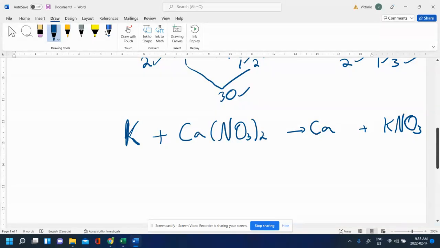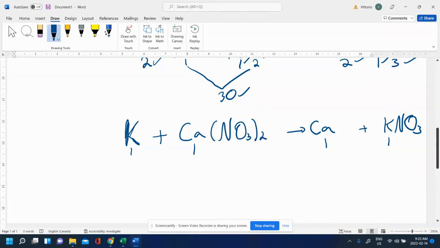So let's start counting. For potassium, we have 1 on the left and 1 on the right. For calcium, we have 1 on the left and 1 on the right. So it looks so good. Looks good so far. Now, nitrate, notice there's a nitrogen in there and there's oxygen in there, and you can count them individually if you want to.